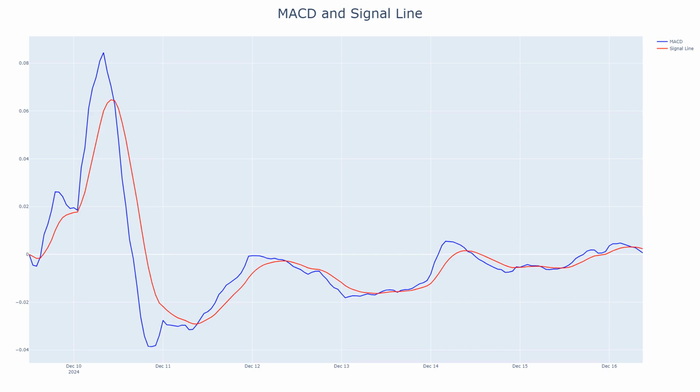MACD and signal line analysis. The MACD line currently sits at 0.00063, while the signal line is at 0.00235, reflecting a weak bearish divergence. The negative histogram indicates that selling pressure remains dominant, though the gap is narrowing.